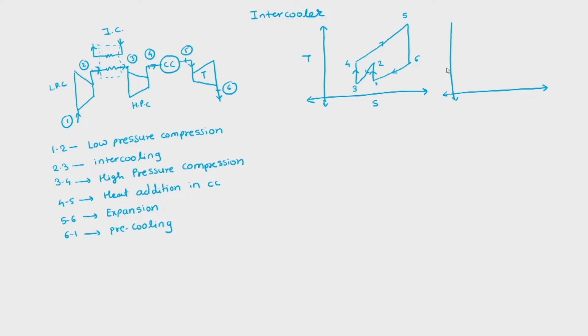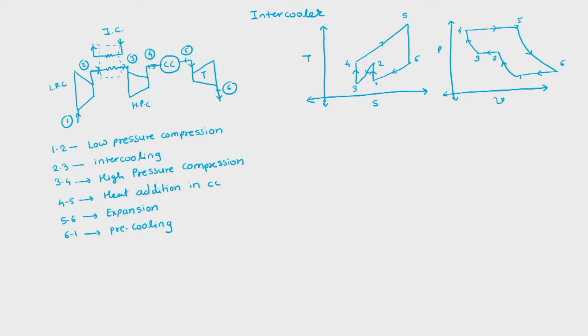Having said this, we can as well draw the PV diagram, where we will have 1 to 2 as isentropic compression, 2 to 3 is isobaric heat rejection, 3 to 4 is isentropic compression, 4 to 5 is isobaric heat addition, 5 to 6 is isentropic expansion in the turbine, 6 to 1 is the pre-cooler process for closed cycle gas turbine power plant. So this is the TS and PV diagram.